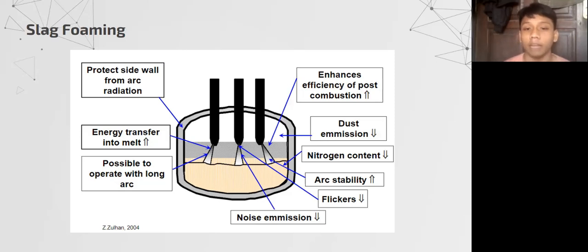there is a slag foam that will help the arc to stabilize, and by stabilizing the arc, that means there will be less flicker and less noise, and energy transfer into the melt is higher because the slag foaming can also transfer the heat via convection through the scrap that is not melted, and it is possible to operate with a long arc, which means the electrode does not have to enter the arc furnace deeply. It just needs to enter the electrical arc furnace deep enough so it will touch this slag foam, and then the slag foam will help transfer the heat.